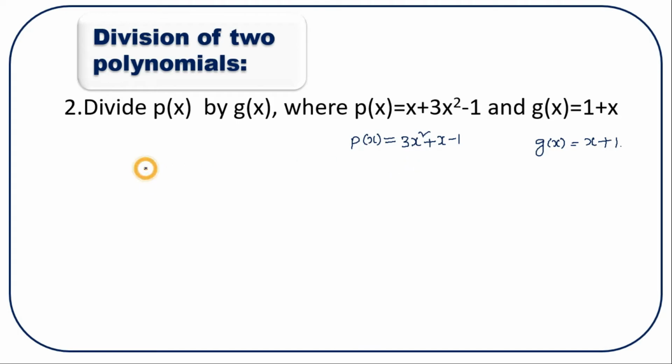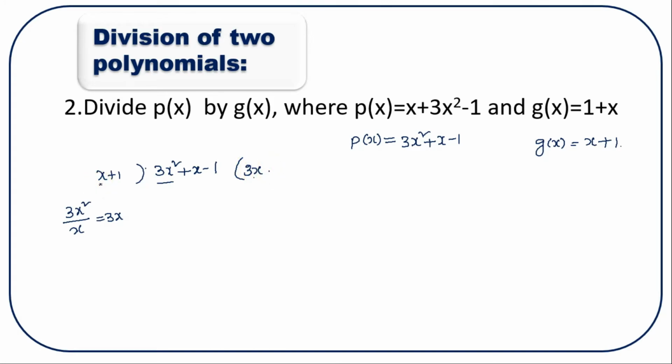Which one will become the dividend? p of x will become the dividend. 3x square plus x minus 1 is the dividend. Divisor is x plus 1. With what we are dividing, that will become the divisor. Now, to get the quotient, we have to divide first term of the dividend by first term of the divisor. So, we will get 3x. This 3x we have to write in the place of quotient.